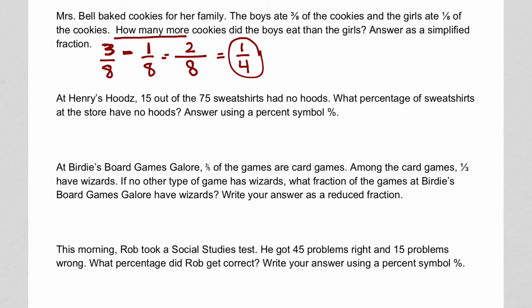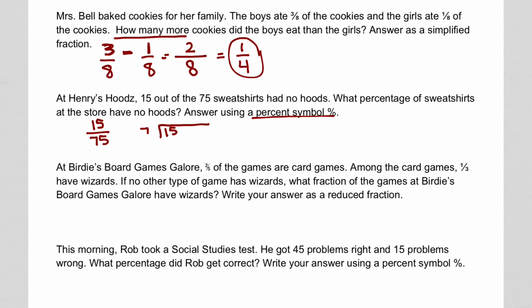All right, at Henry's Hoods, 15 out of 75 sweatshirts had no hoods. What percentage of sweatshirts have no hoods? So this one's easy. It's pretty straightforward. We know 15 out of 75 have no hoods. And we're going to answer using the percent symbol. Well, we know how to find a percent. Here, you could find an equivalent fraction that has 100 on the bottom. I think it's just easier most of the time to use long division.